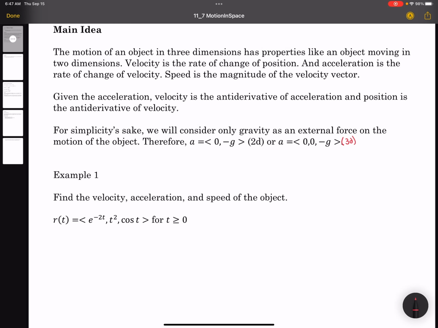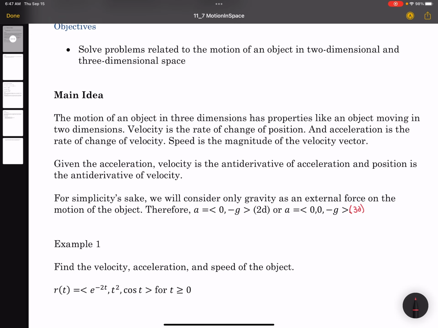Hi students, in this video we're going to talk about motion in space. The problems that we solve are going to be in two dimensions when we get to the application kinds of questions. Our first example, we have to find the velocity, acceleration, and speed of an object.